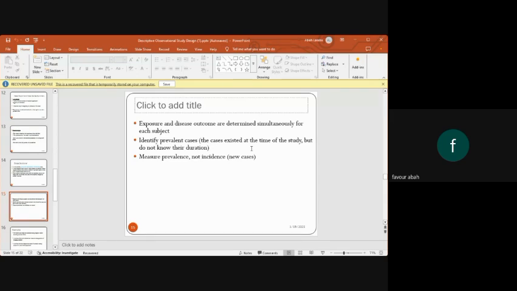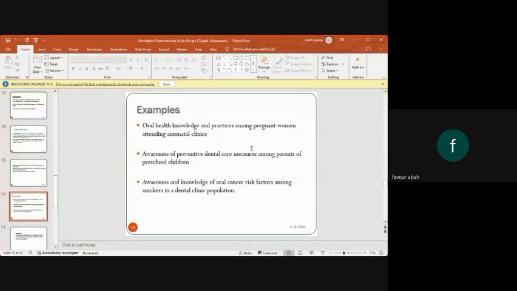So a cross-sectional study measures prevalence and not incidence. Incidence is the number of new cases, while prevalence is the number of cases that are already existing at the time you have come to collect your data. So we can't tell the incidence rate from a cross-sectional study, but you can tell the prevalence of that particular disease at the time you are taking your data. So that's why it's also called a snapshot, or cross-sectional study design.